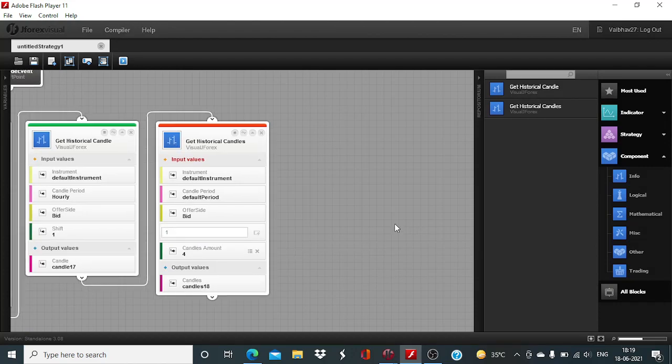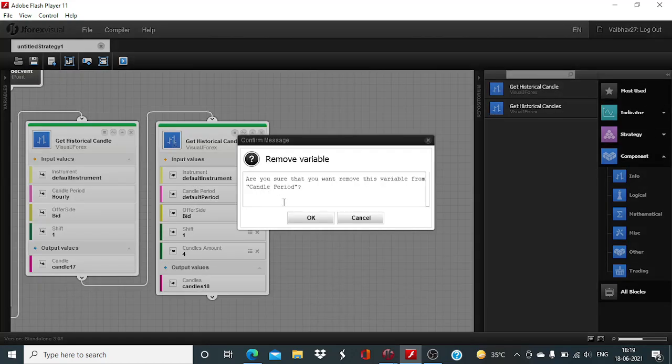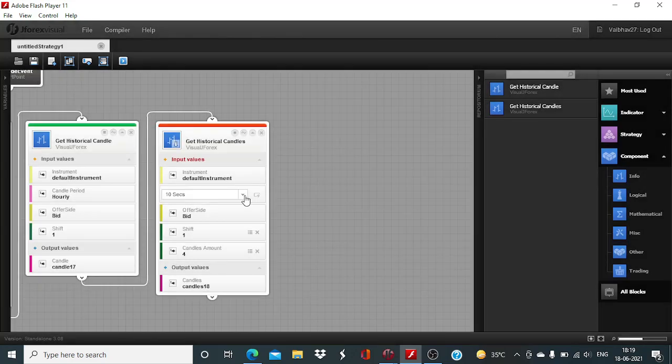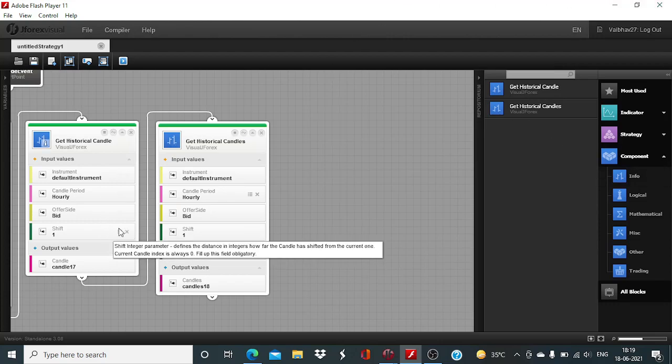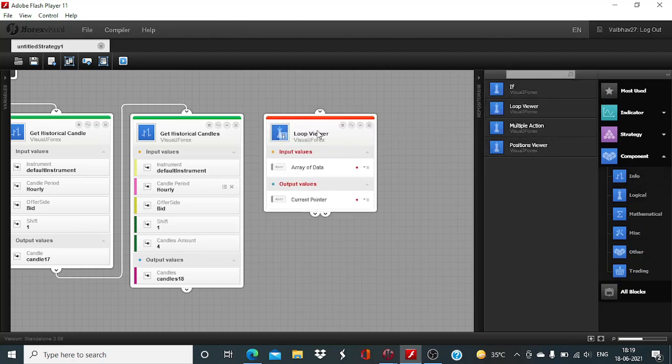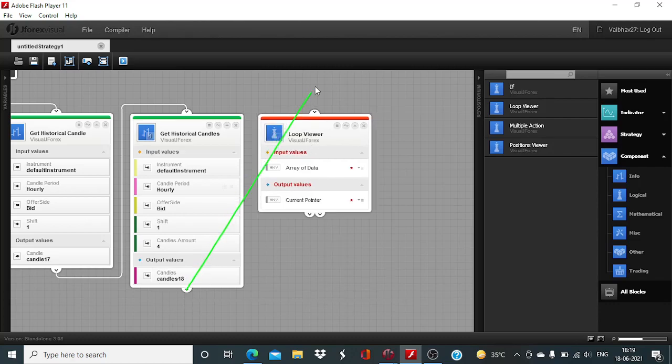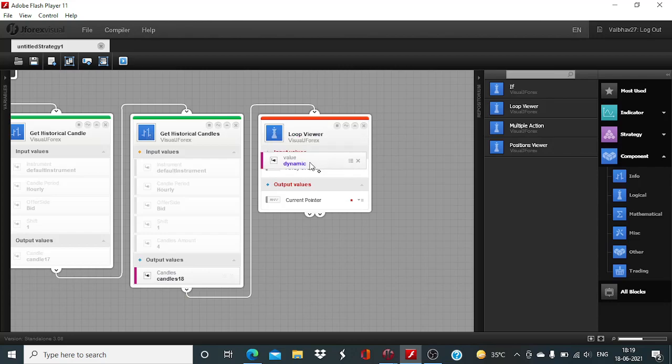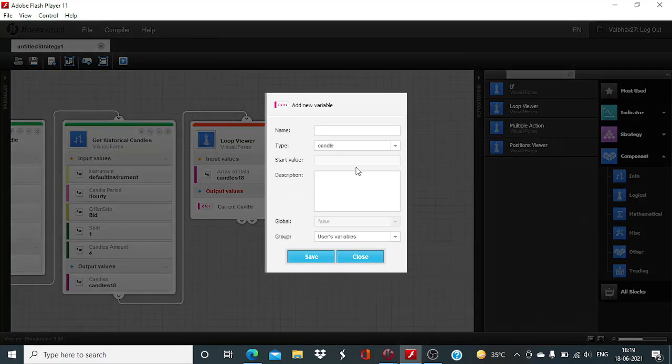It is going to be 1. This will change to overlay. Okay. And to retrieve the individual data points from this array of data, we are going to need the loop viewer. Here it is. I will name it HLD.